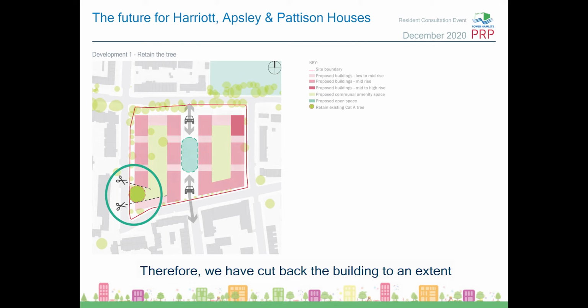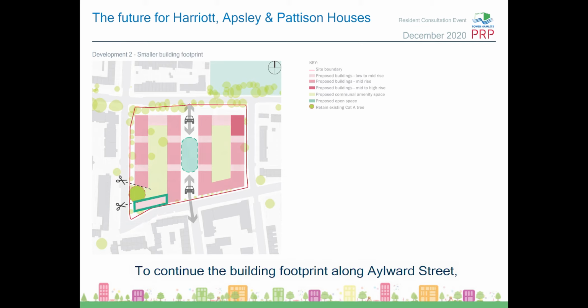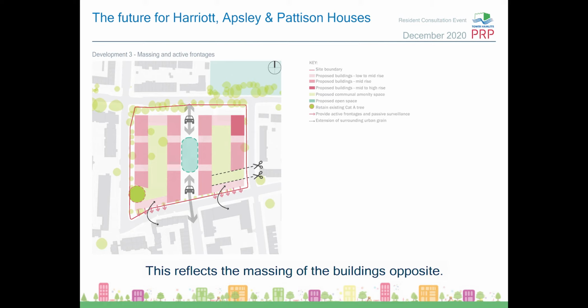Therefore, we have cut back the building to an extent that we avoid its root protection area. To continue the building footprint along Aylwood Street and still respecting the tree, we have introduced a smaller building footprint. These will be double-stacked maisonettes. This reflects the massing of the buildings opposite. As these family-sized housing types will further activate the street, we propose to introduce them to both of the perimeter blocks. Incidentally, they will also let more light and direct sunlight into the courtyard amenity spaces.